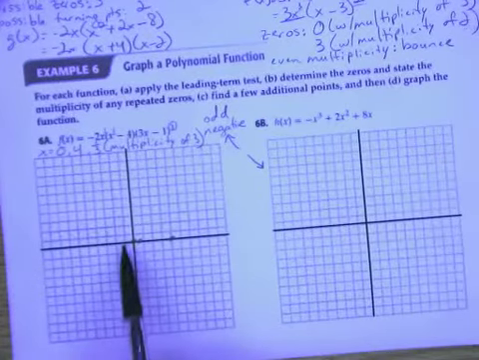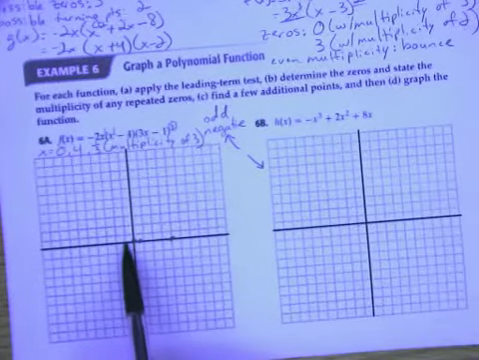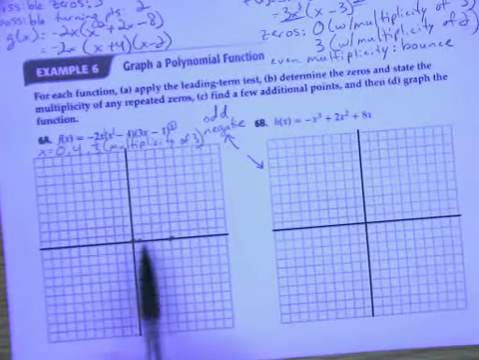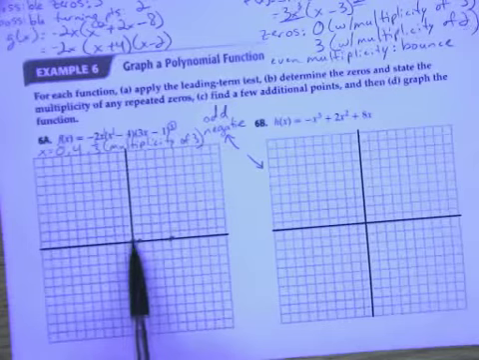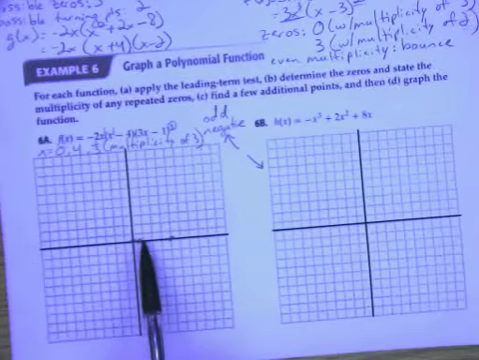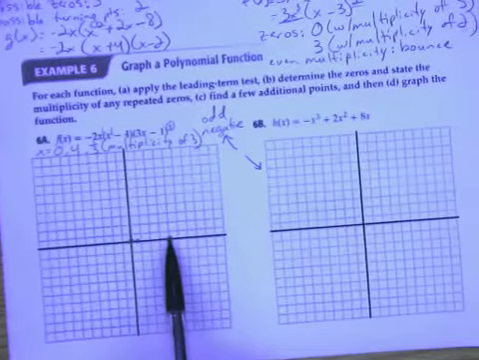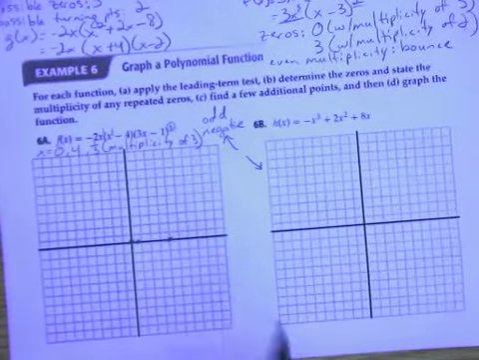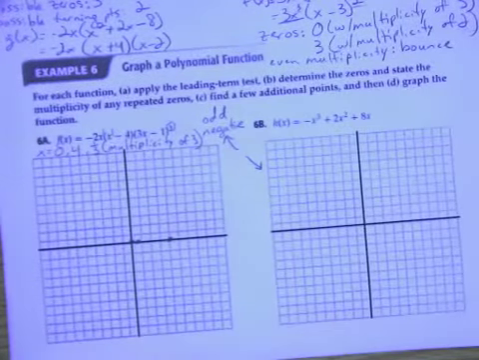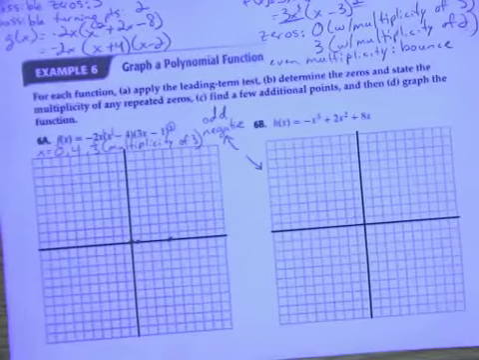Okay, now it says find a few additional points. So maybe I want to figure out what this function is doing at -1. The difference between 0 and 1/3 is so small, I'm not going to do too much between those 2 points, but maybe I want to see what's happening between 1/3 and 4, and maybe I want to see what's happening at 5. So this is where the calculator comes in again.